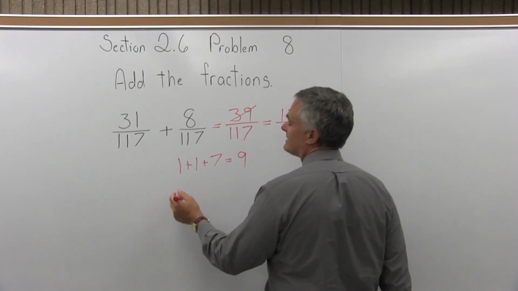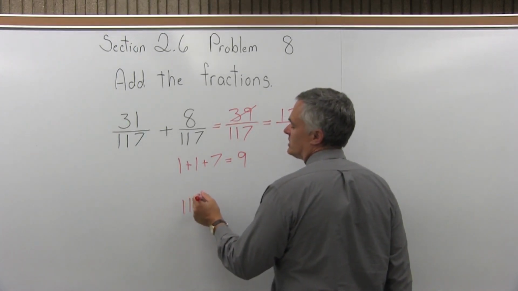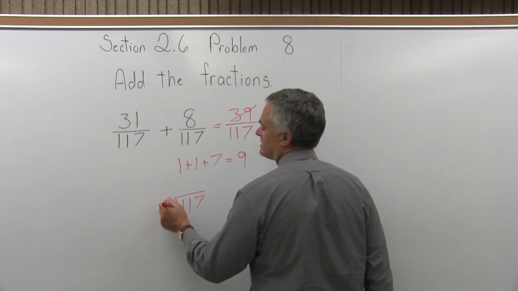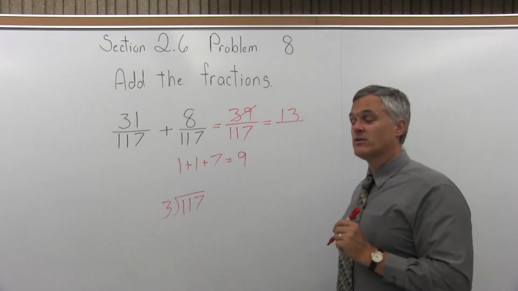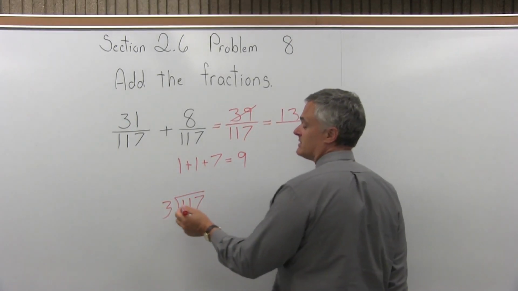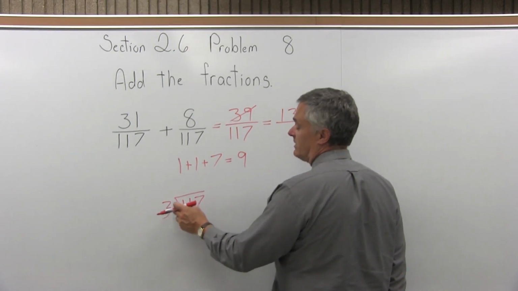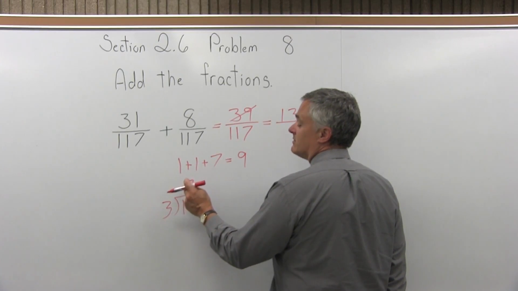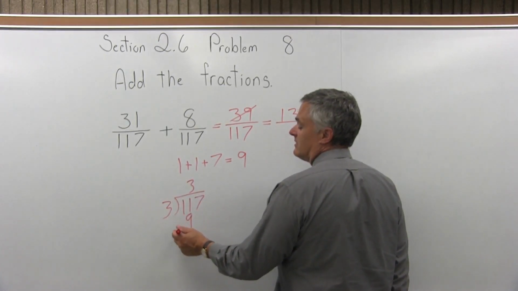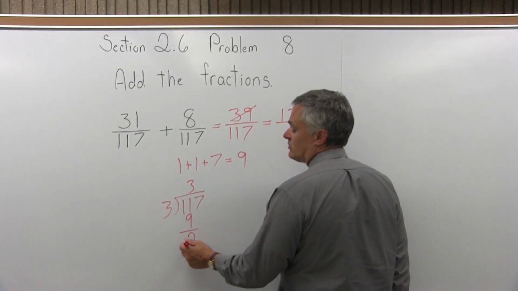The 117 is a little bit different though. So 117, how many times does 3 divide in? I know it'll go in evenly without a remainder, but I don't really know how many times until I try it. 3 goes into 1, it won't fit. 3 goes into 11, that'll fit. It'll fit into 11 3 times. 3 times 3 is 9. And then 11 minus 9 is 2.